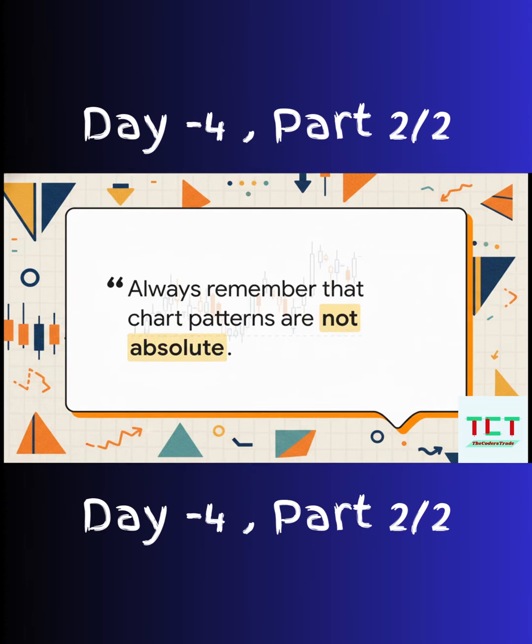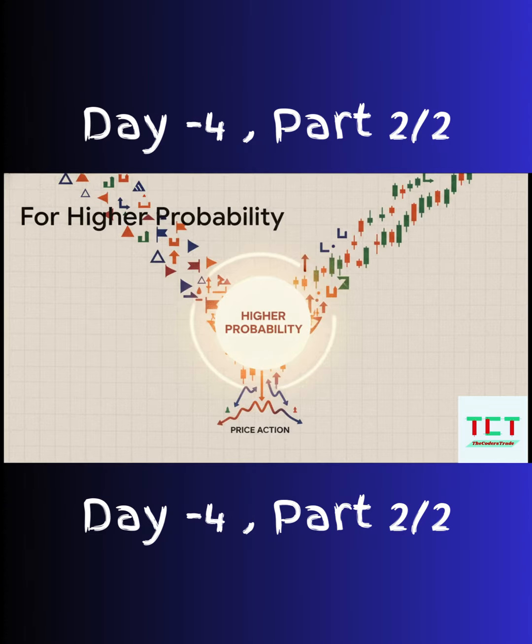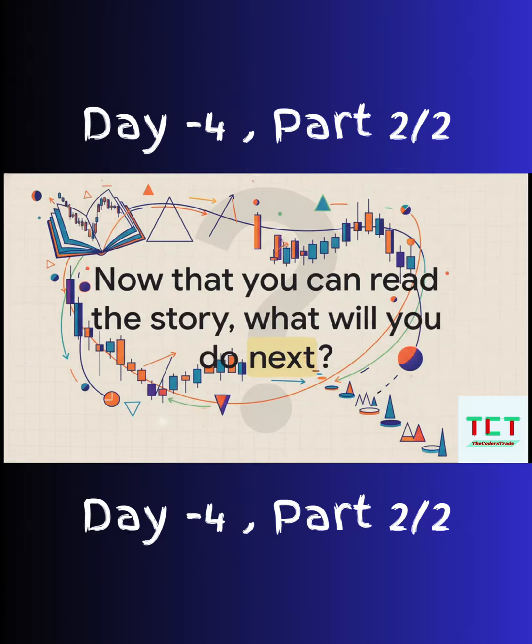Never forget that. This is exactly why you never rely on just a single indicator. To really increase your odds, you need to look for something called confluence. That's just a fancy word for when multiple signals are all aligned. You combine your chart pattern with other tools, like candlestick patterns or the overall price action. When multiple signs are all pointing in the same direction, that's when your trade has a much higher probability of working out.